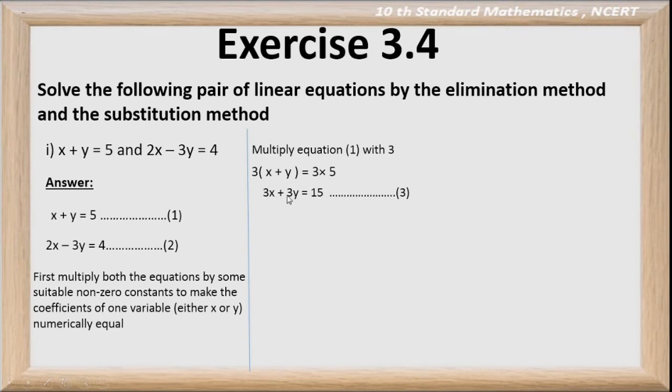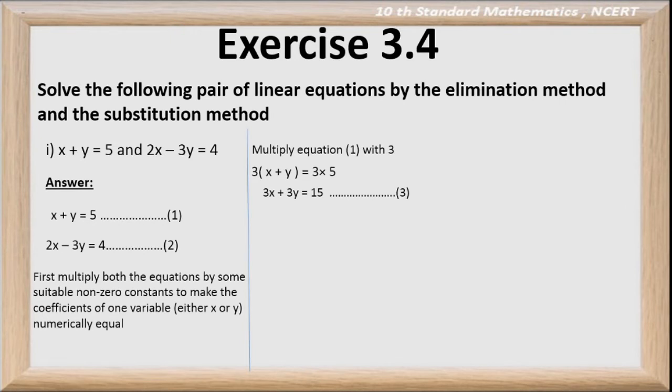Now 3x plus 3y equal 3 into 5. 3 into 5 is 15. So 3x plus 3y equal 15. Make this equation 3. See equations 2 and 3. Equation 2 is 2x minus 3y equal to 4 and equation 3 is 3x plus 3y equal to 15. See, the coefficient of y in the second equation is 3, in the third equation also 3. So we made the coefficient of y numerically equal.